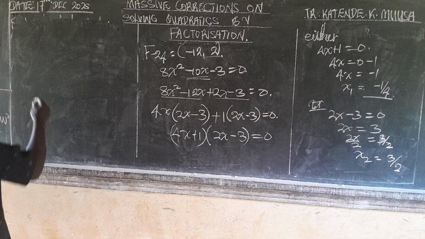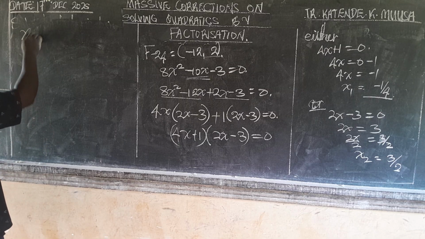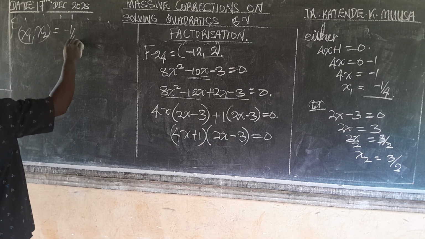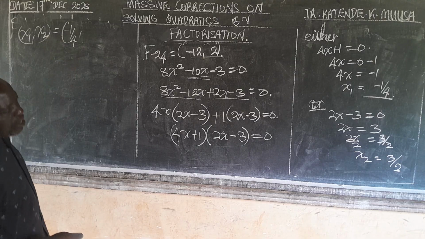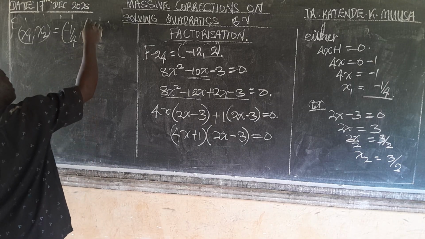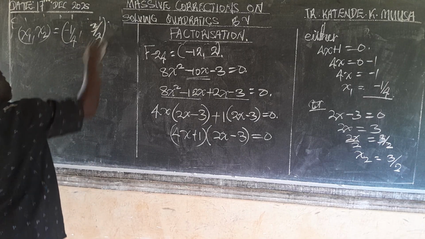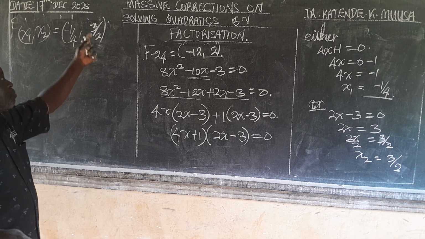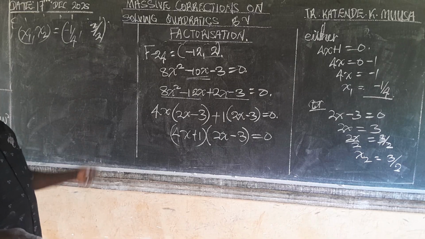Therefore, we say our x1, x2 equals negative quarter, comma, 3 over 2. One may ask, but we were told not to leave it in fractions. Fine, you can write 3 over 2, or you can proceed and write 1.5.